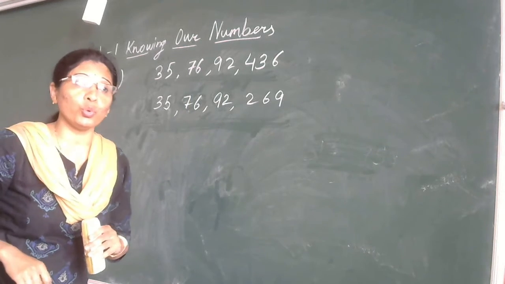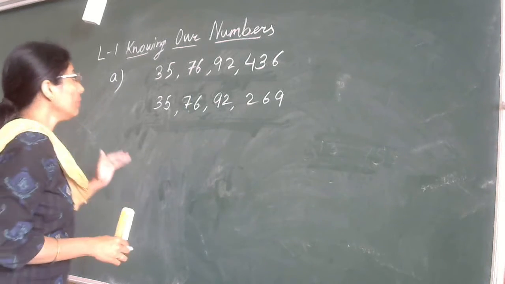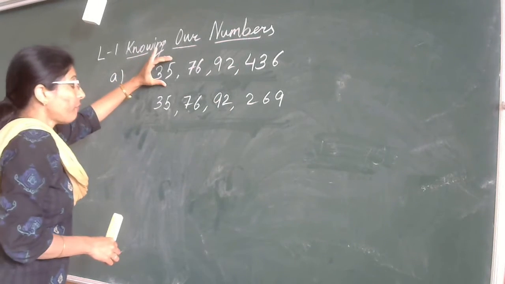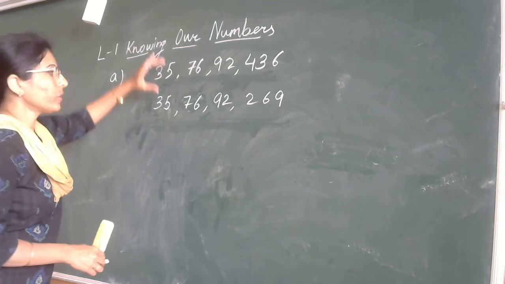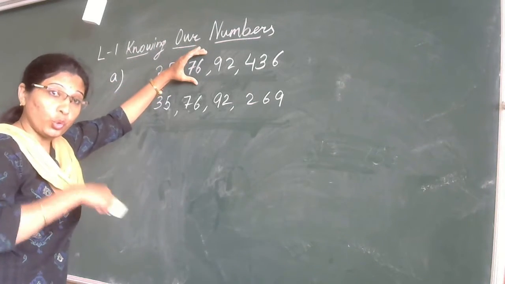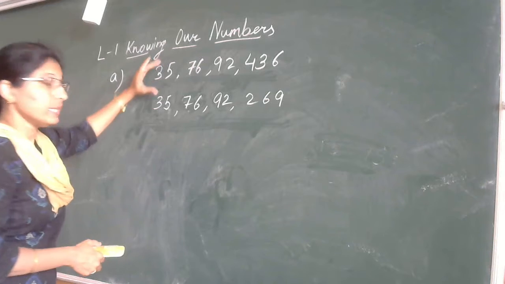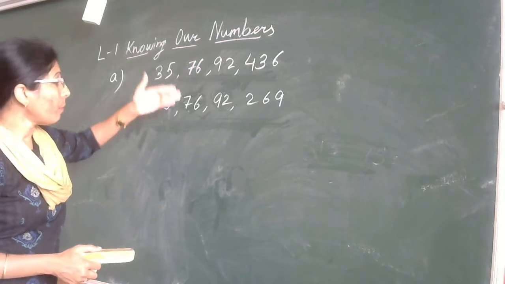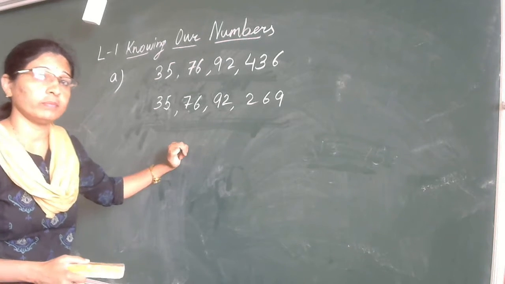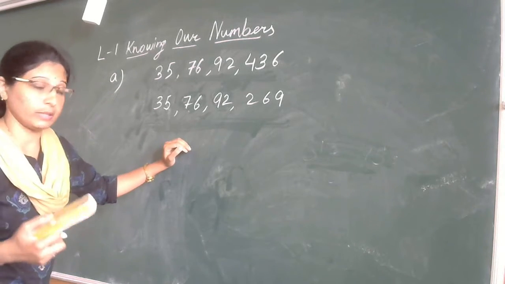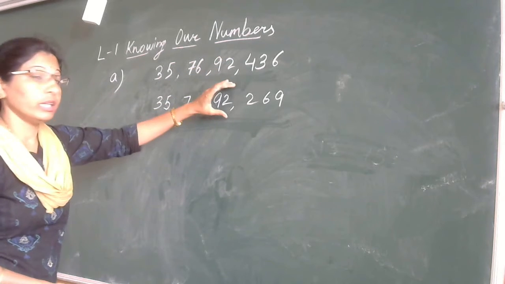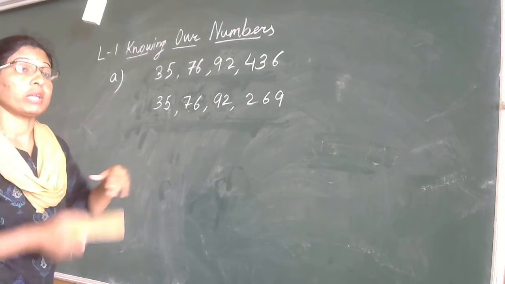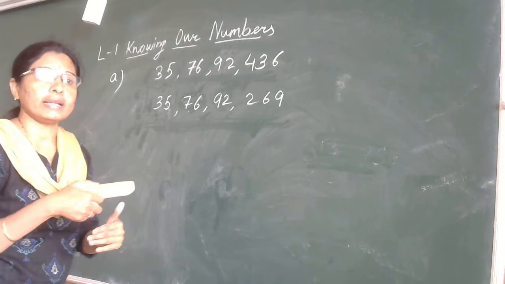In that case, what do we have to do? We have to see the places. Here 35 crore, here also 35 crore. If the largest place is the same, we have to go to the next place. Here 76 lakh, and here also 76 lakh. Then we go to the next place. Here 92 lakh, here also 92 lakh, 92,000, here also 92,000. Then we have to see the next place.